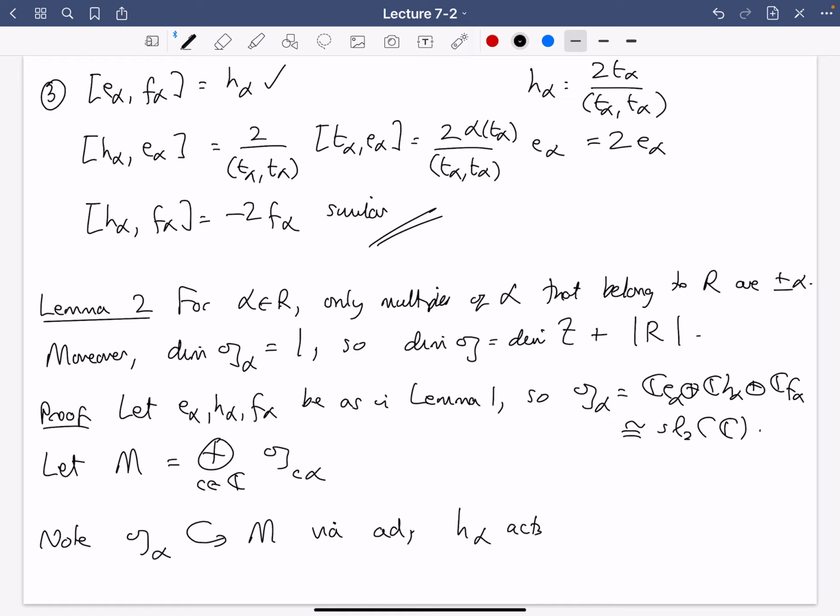H alpha acts on G_C alpha as the scalar. What scalar does it act as? It acts as alpha of C alpha of H alpha, but H alpha is 2 over T alpha, alpha of T alpha, but alpha of T alpha is equal to, it's looking complicated down here, just 2C.